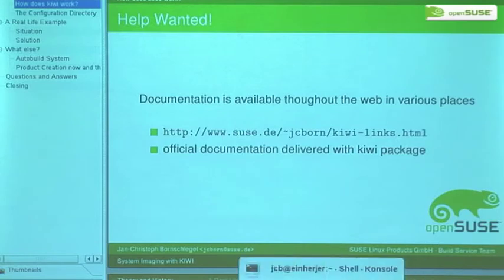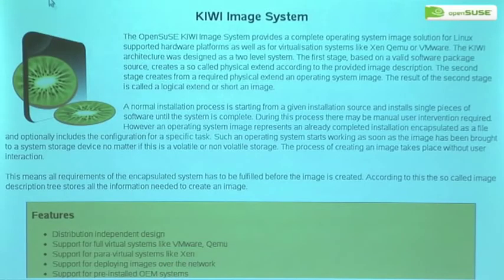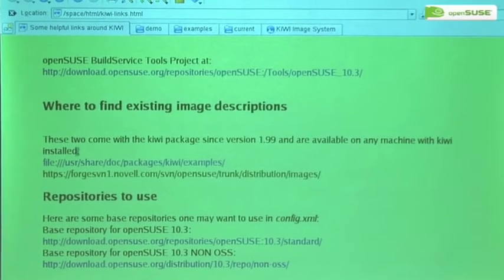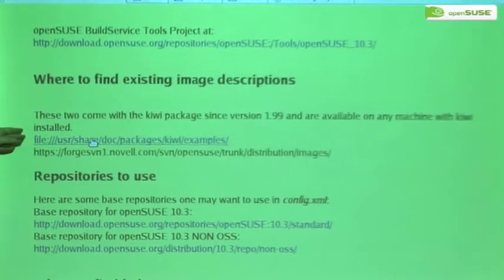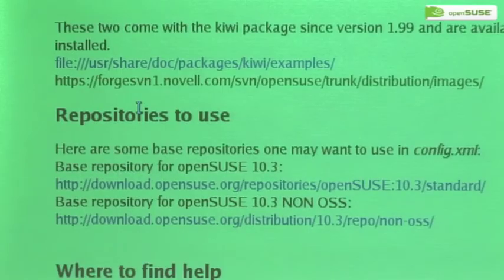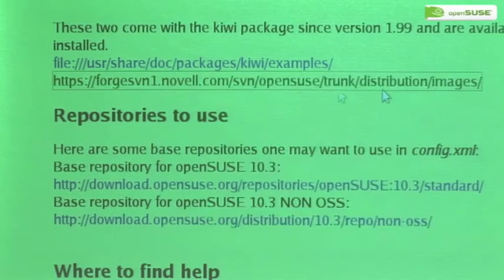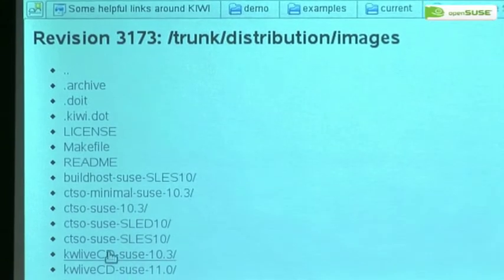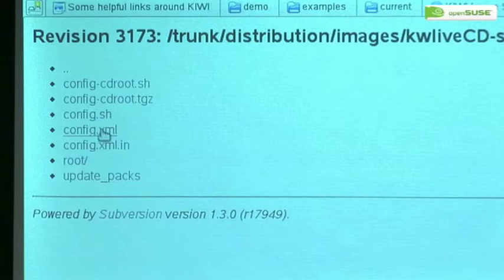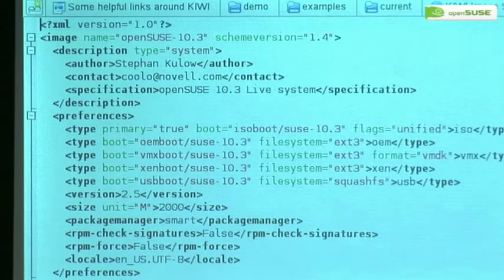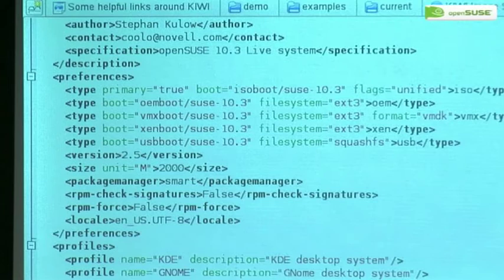The website was just a quick hack written on Thursday to collect all the links for the download repository. So you can get examples. These two examples are in the normal documentation. You get this if you install the Kiwi package. And the OpenSUSE images are in Forge SVN 1, where you can... That's nice that we have network here, actually. And you can take this KW Live CD configuration file. This is a good point to start if you should open this with... Oh, it works. That's what a configuration file looks like. This is quite long. I'll explain a shorter example later.